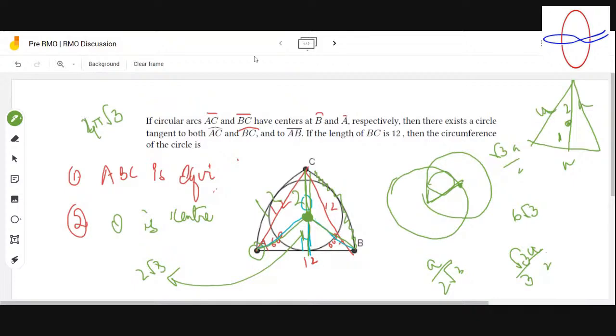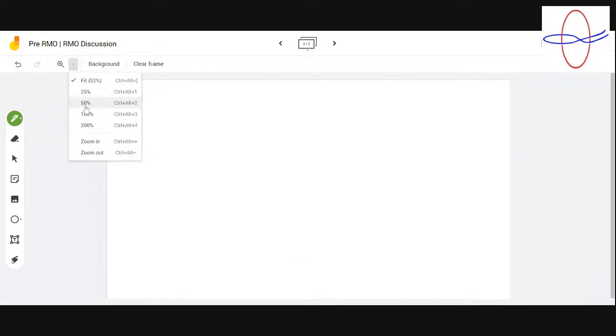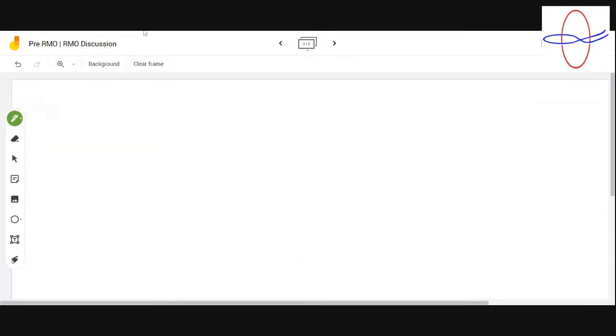Okay, so let's move on to a different problem now. Let's move on to another problem. I really like this problem because it's a bit interesting one. I love this problem rather.